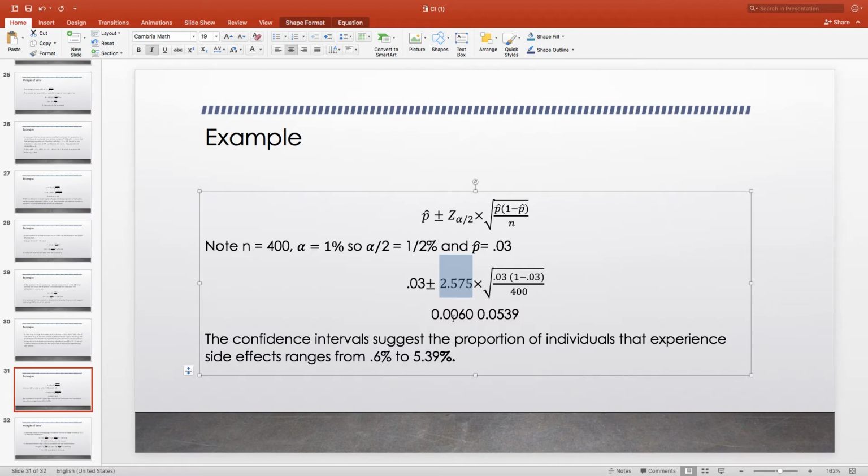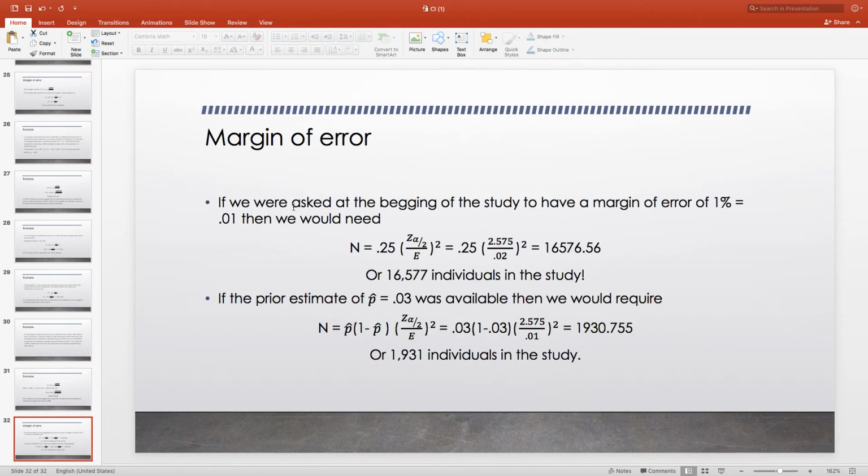It goes from a little over 0.5%, 0.6%, to 5.4% basically as the possible proportion of individuals that experience side effects. So what if we wanted to have a more accurate answer? Well, we could increase our sample size.